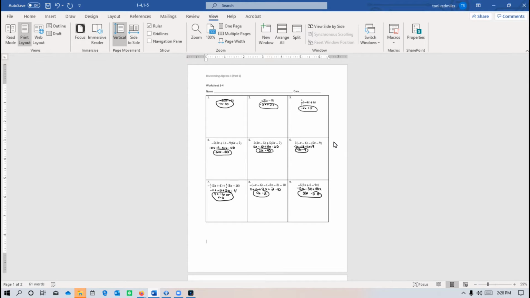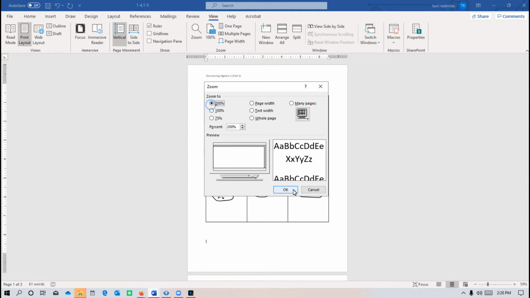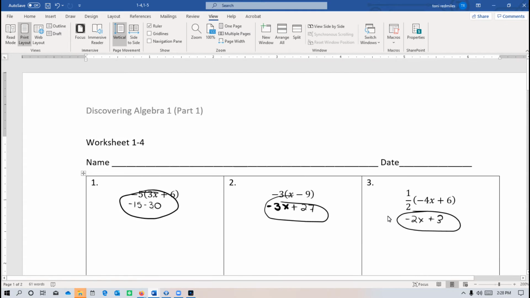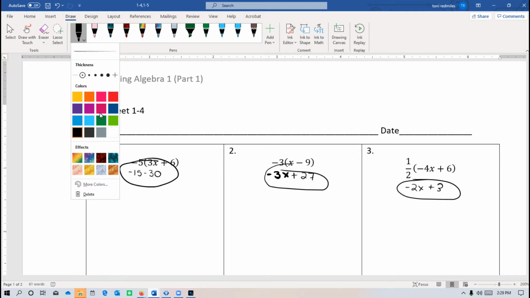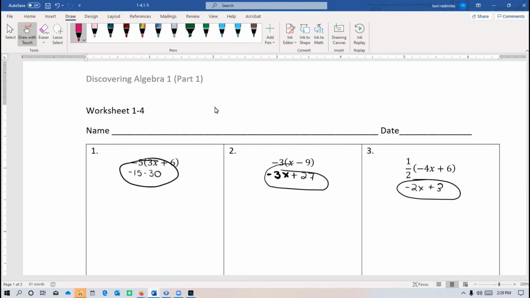Alright, so let's get started on seeing how I worked out these problems. Let's start with the first one. So I have -5 times 3x plus 6, and I need to distribute through the -5. That means I multiply to every term inside the parenthesis. So it's going to be -5 times 3x, bring down my addition, -5 times 6.